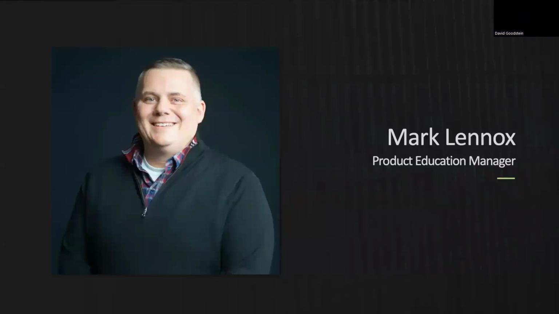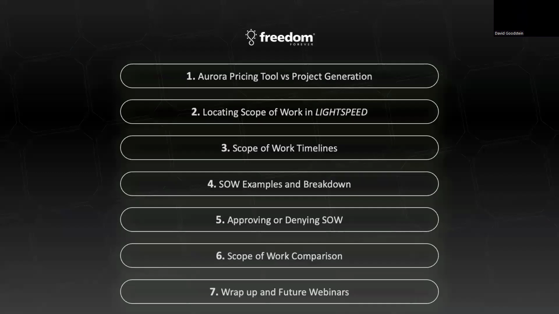So, really without further ado, we want to get into the meat of the session. So let's go over the agenda real quick and just focus in on what we're going to be talking about today. So we have 7 main things we want to talk about today. The first being Aurora's cost estimating feature and that convert to contract button. Then we'll spend some time on where to locate the scope of work tab in Lightspeed, the timeline of your scope of work, and the naming convention for each of those steps.